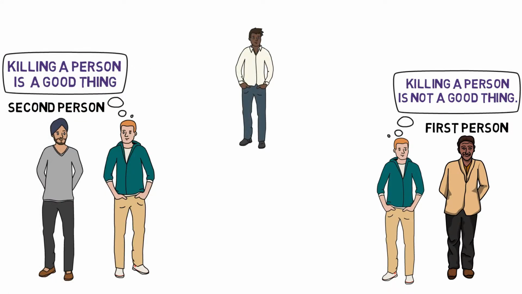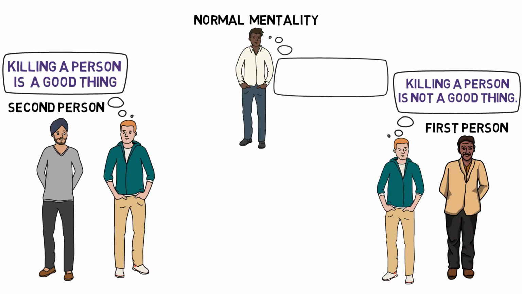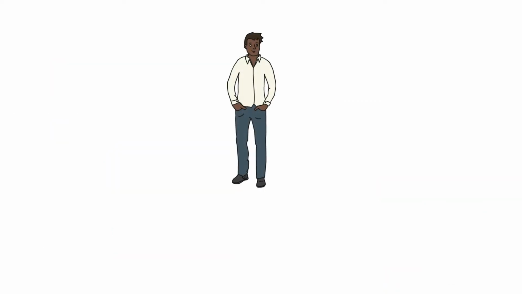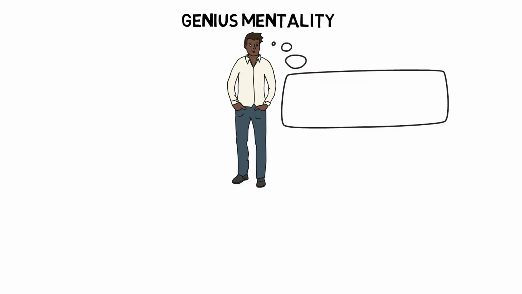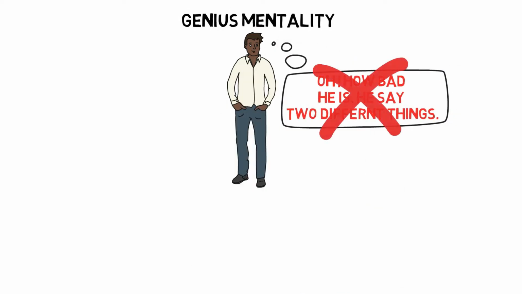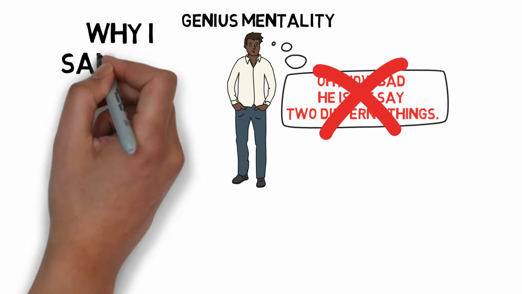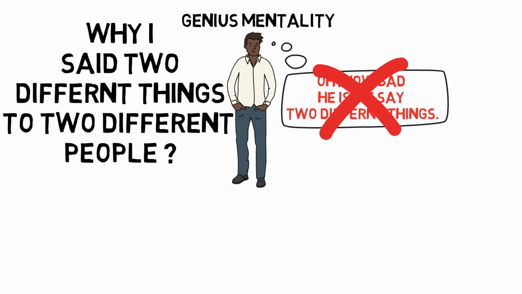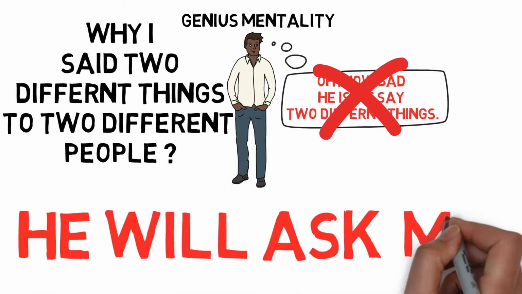Now, if someone of a normal mentality hears what I have told the two people, he will suddenly judge me, like, oh, how bad he is. He doesn't stand for one thing. He said two different things. Now, if the man who judged me was of a genius mentality, he wouldn't suddenly judge me. He will think about why I said two different things to two different people. And if he doesn't understand, he will ask me.